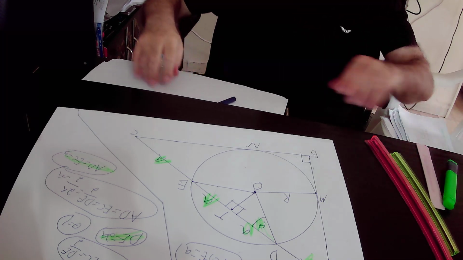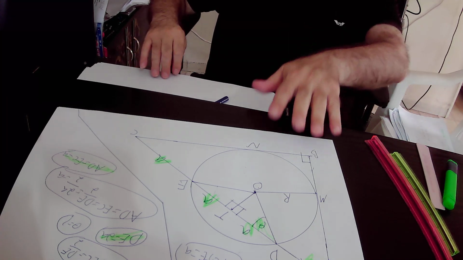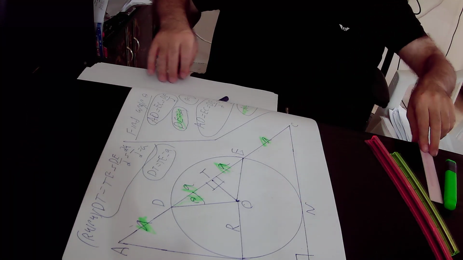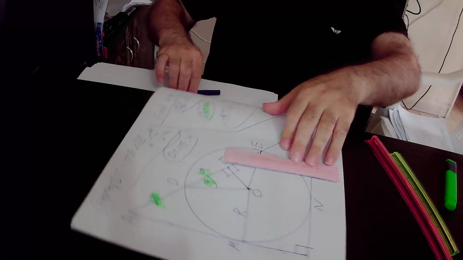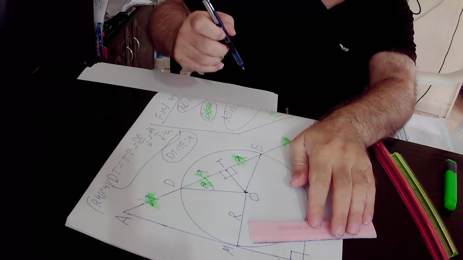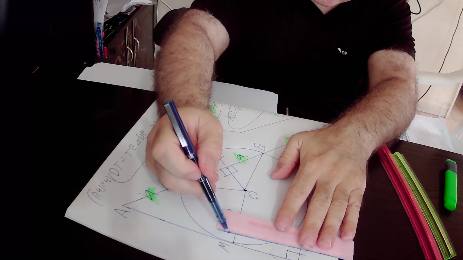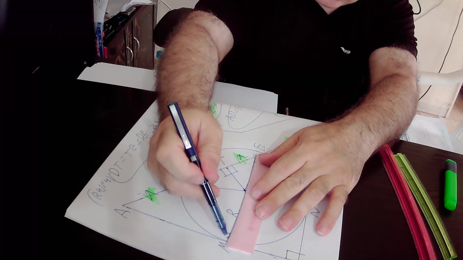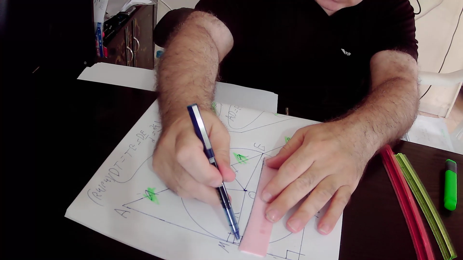And we have here the radius OM, it is drawn to the point of tangency, therefore according to rule number 1, the tangent to a circle is perpendicular to the radius drawn to its point of tangency. This angle will be equal to 90 degrees and this angle will also be equal to 90 degrees.